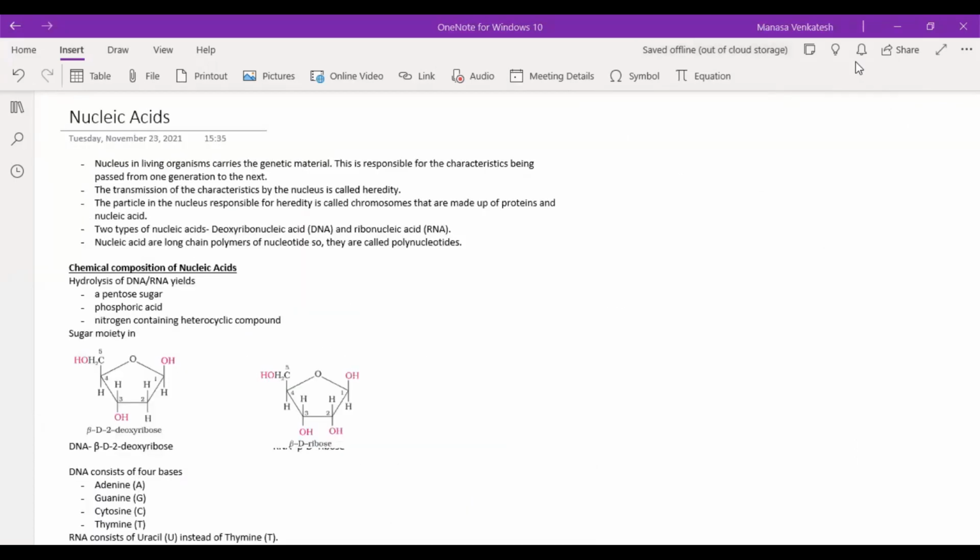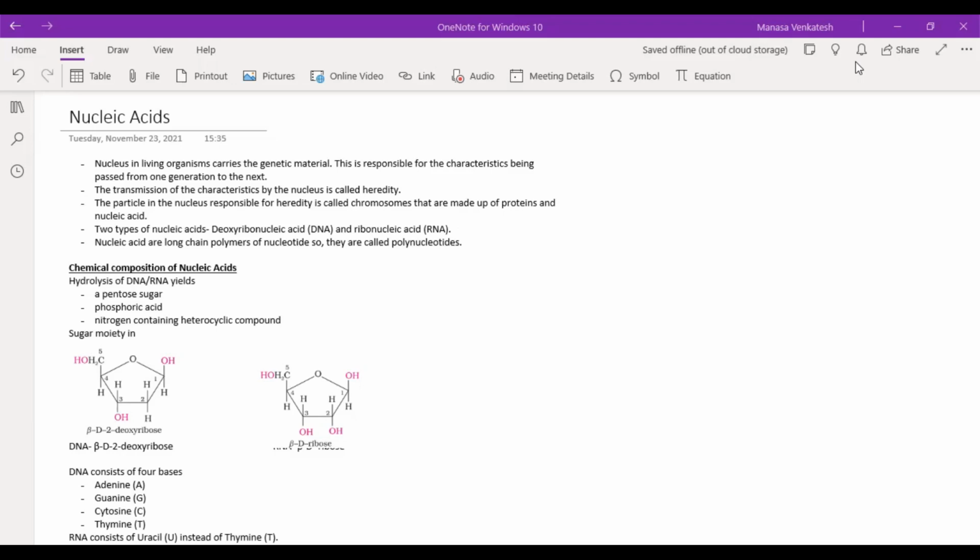Nucleic acids. This is the last concept we'll be learning in biomolecules. Now, a cell consists of a nucleus. From what I remember in biology, I learned it only till grade 10. Anyways, the nucleus in the center consists of the genetic material, and this genetic material is responsible to make sure that all this amazing amount of information gets passed on from one generation to the next.